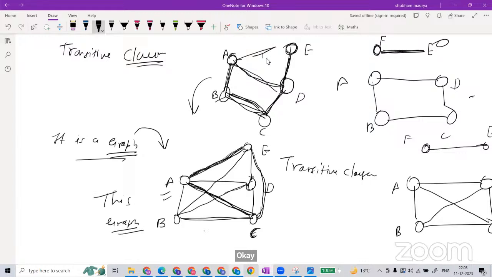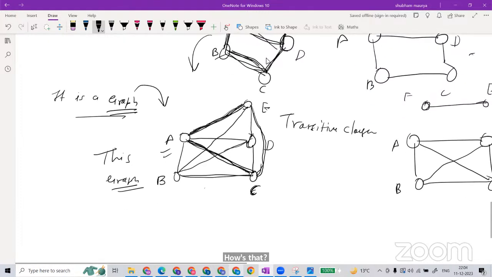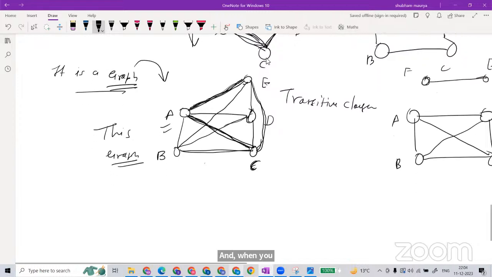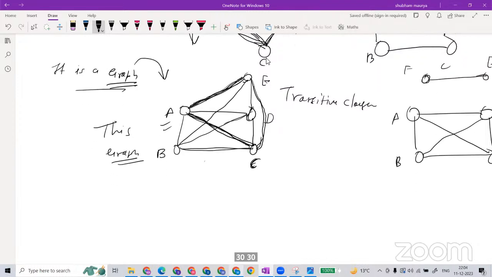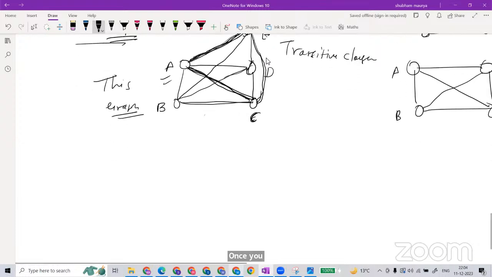So this is the transitive closure, sir. Can you explain the transitive closure once? I could not understand it. In the transitive closure, sir, once you explain it again.